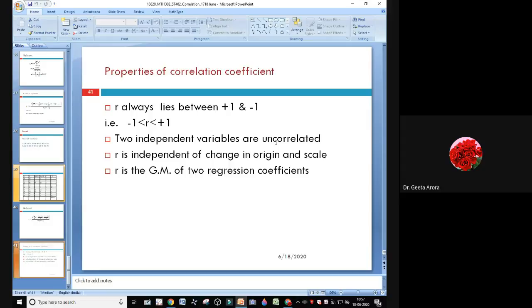And the last one is R is the geometric mean of the two regression coefficients. So we are going to learn about the regression coefficients. So this property we will discuss over there. Correct. So this is all about the correlation and rank correlation today. Tomorrow we are going to start with the regression, which is in the continuation of that.